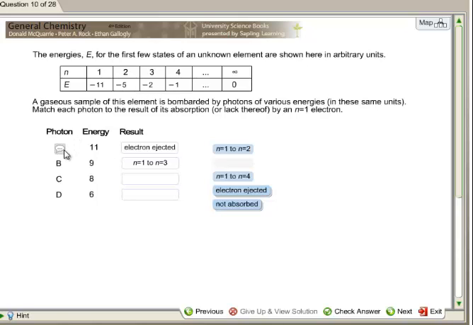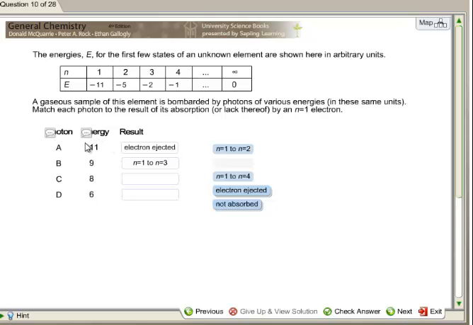So we look at photon A, has an energy of 11, photon B, energy of 9, etc. So we need to match each photon to the result of its absorption or lack thereof by an n equal 1 electron. So we're looking at an electronic transition of an electron in the first energy level going to perhaps the second energy level, or the third energy level, or the fourth energy level, or perhaps even getting ejected from the atom. We're looking to see if any of these photons have the energy that is required for these transitions.